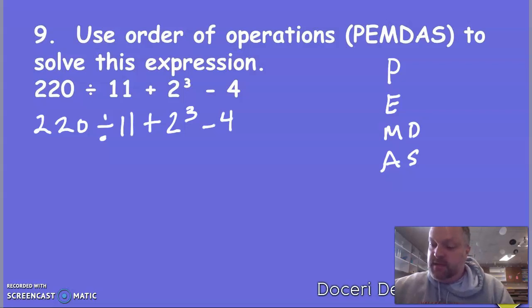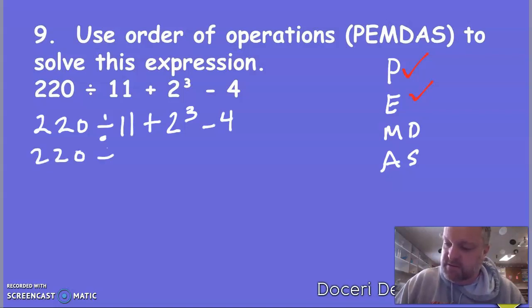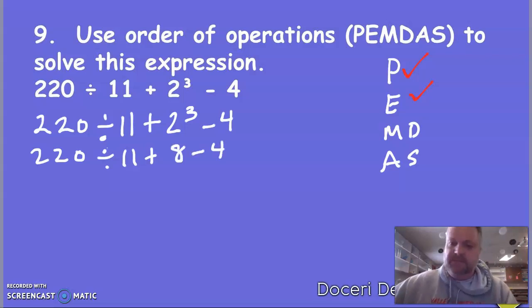Okay, so let's begin. The first step is parentheses. Are there any parentheses? No, so I can put a check next to that. I'm done with parentheses. Are there any exponents? Yes, there are, right here. So let's do the exponent. We will drop everything except doing the exponents. 2 to the third power is 2 times 2 times 2. Well, I know that 2 times 2 is 4. 4 times 2 is 8. Okay, exponents are done. Let's move to the next one.